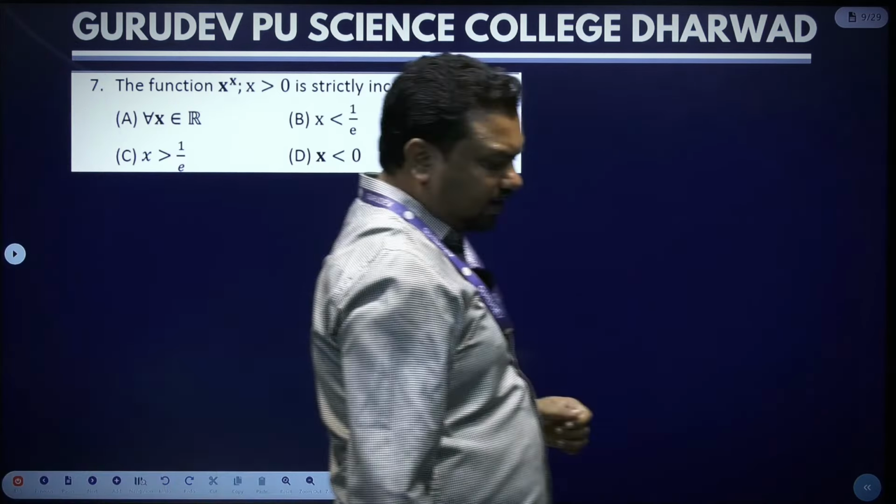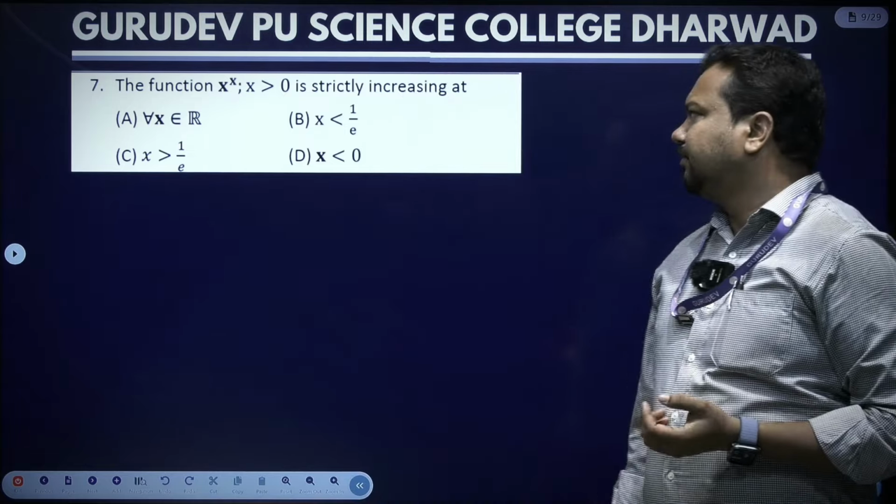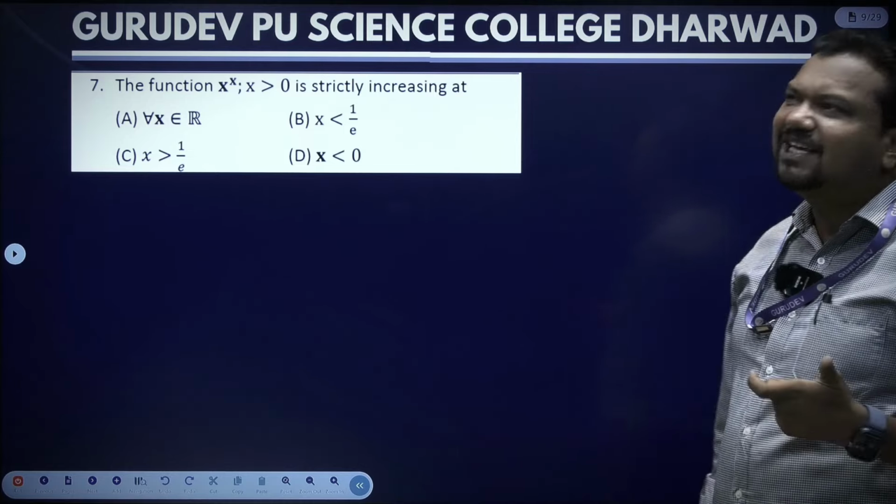The function x to the power x, where x is greater than 0, is strictly increasing.